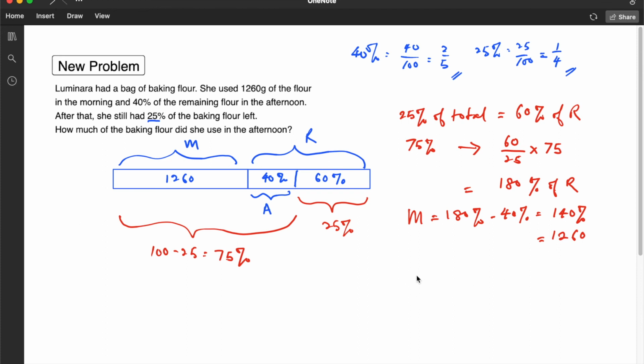So the question asks for the afternoon part, which is 40%. Of course we can calculate what is 1% first. That will be equal to 1260 divided by 140%, and then for the afternoon, which is 40%, this will be equal to 1260 over 140 for 1%, and then multiply by 40. And this will give us 360 grams, just as before.